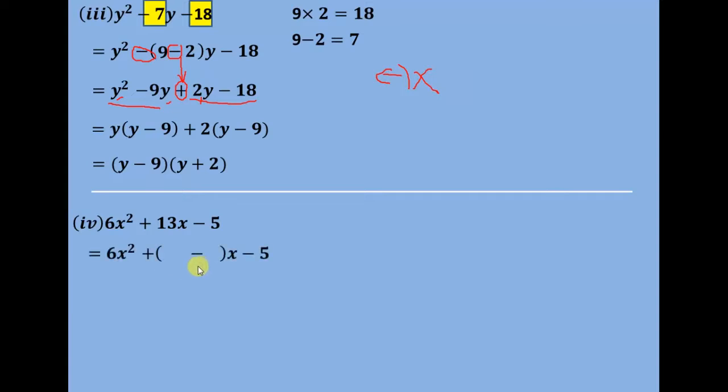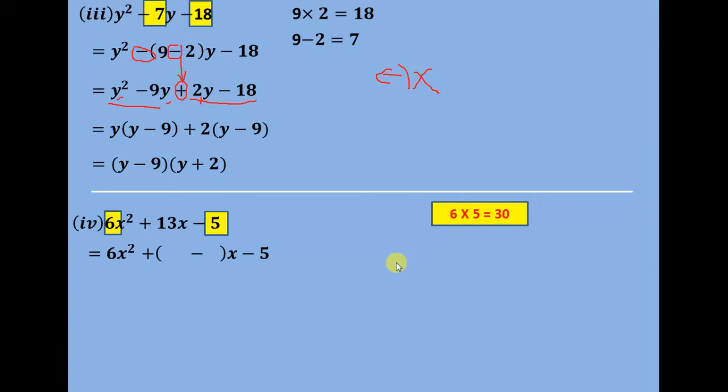First step, as usual, we need to write everything as it is except 13. Instead of 13, I'll put a bracket, and on the right side whatever sign I have there. Now I need two numbers. When they multiply with each other, that must be equal to 30. Listen carefully. How do we get 30? 6 into 5, the coefficient of x square and the last value.